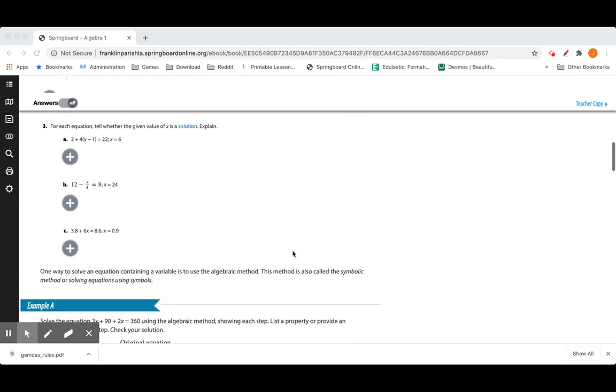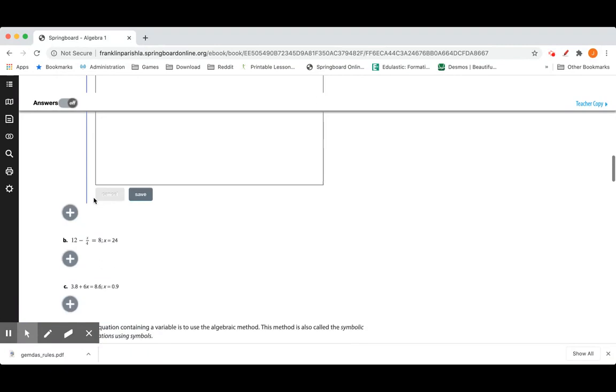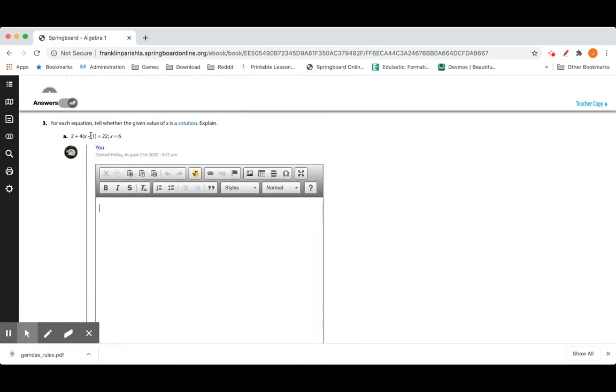For each equation, tell whether the given value of x is a solution, whether it's an answer that actually works. And we'll have to explain. All right, so let's look at A. If I replace this x with what they tell me, x equals 6, what will I get? Well, we can rewrite the problem to show our work. It would be 6 minus 1 in parentheses. We want to see if this is equal to 22 to see if it's a solution.